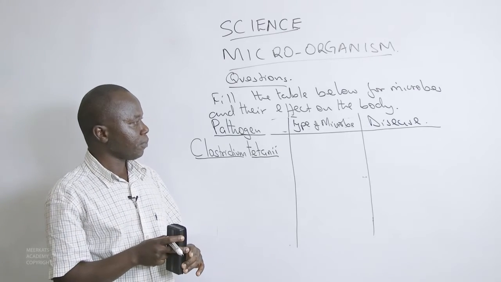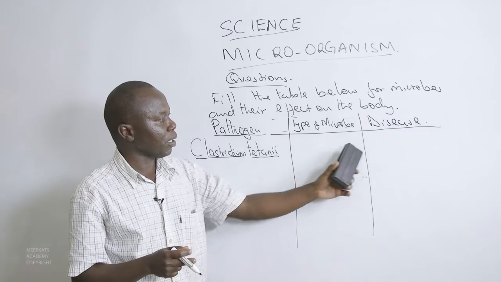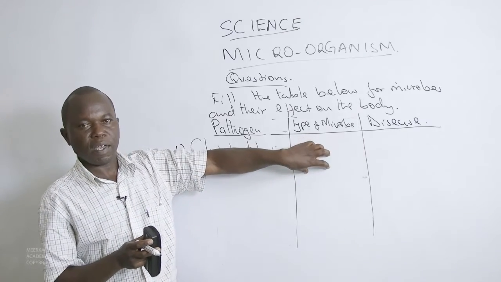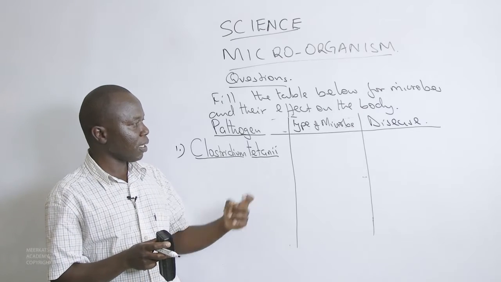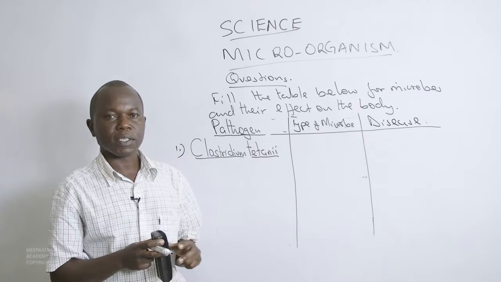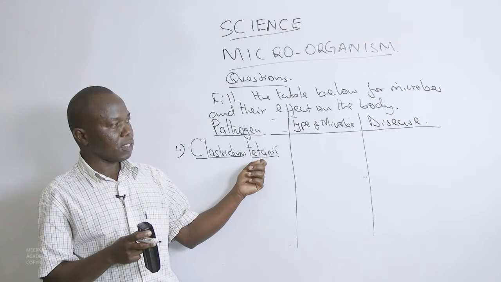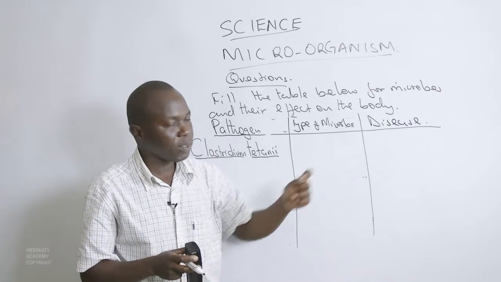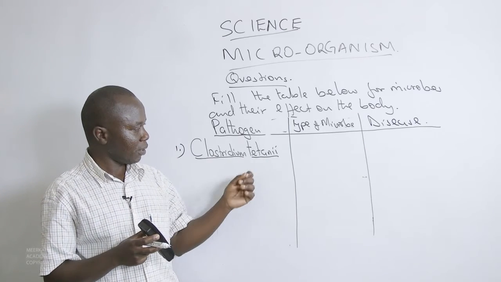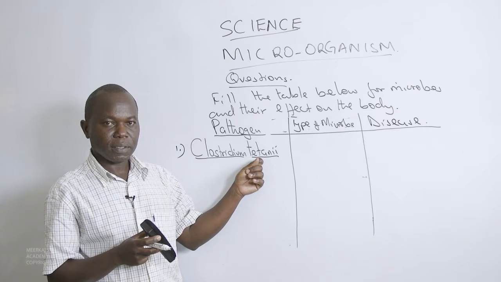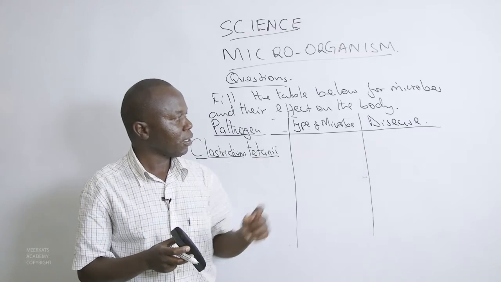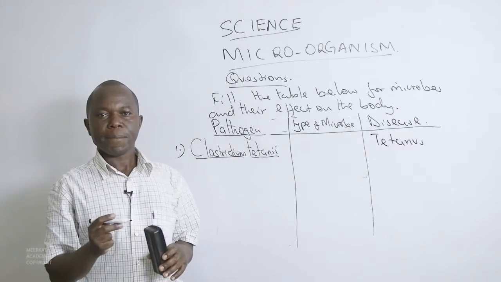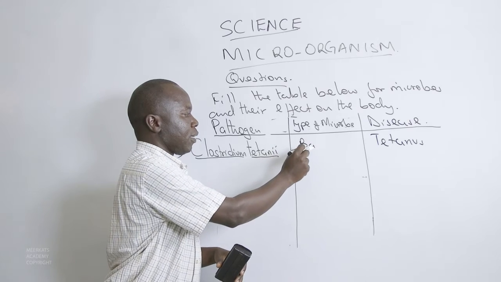Type of microbe. We shall be going together with you. So this is the first one, the pathogen Clostridium tetani. So I want you to identify the type of microbe Clostridium tetani is and the disease it causes. So from the name, it's very easy for you to get it. The last part of the name of the pathogen can easily give you the name of the disease. So tetani, that one is very easy. You can easily give the name of the disease, that is tetanus. And then the microbe, that is a bacteria.